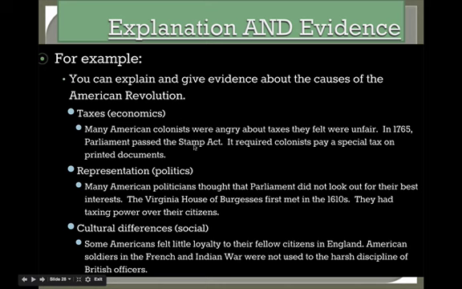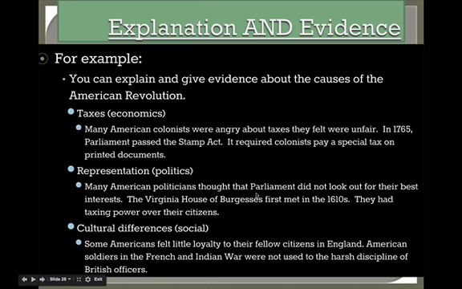So for example, if I say many colonists were angry about taxes they felt were unfair, and in 1765, Parliament passed the Stamp Act. It required colonists to pay a special tax on printed documents. And I go on to explain other taxes that caused a lot of anger. Those are the two pieces that we're requiring in social studies. Give the explanation, but back it up with evidence.